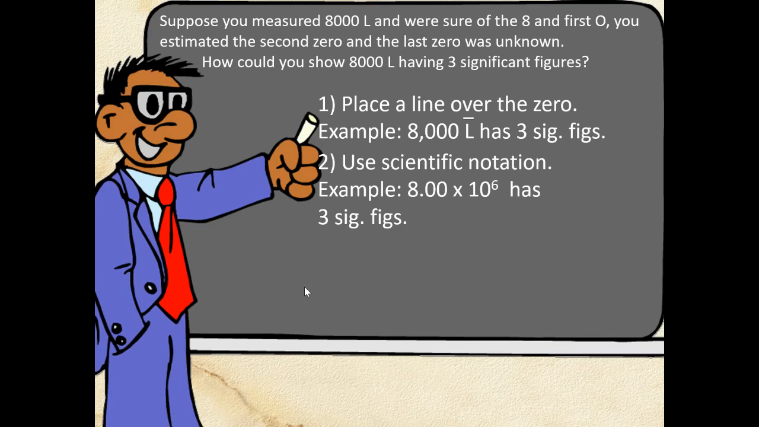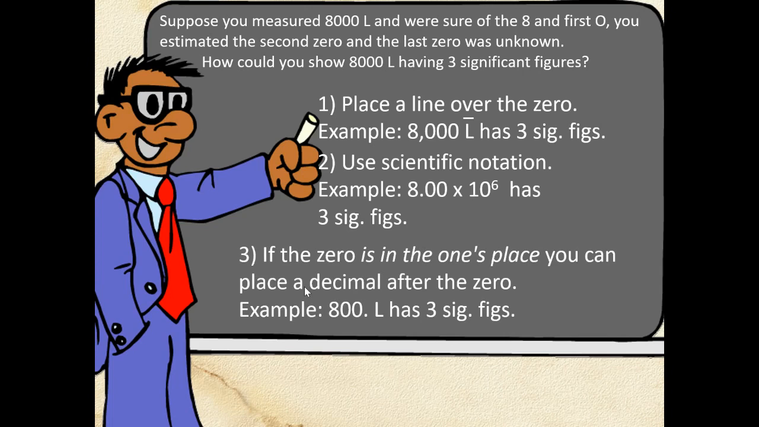And that wouldn't be 10 to the 6. Actually, that would not be 10 to the 6. That would be 10 to the 3. That's a mistake in the answer. If the 0 is in the ones place, you can place a decimal after the 0. So that has 3 sig figs. However, this is not saying that 800 liters is the same as 8,000 liters. So I don't want you guys to get confused on that one.